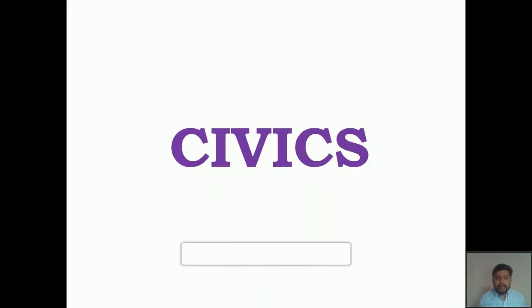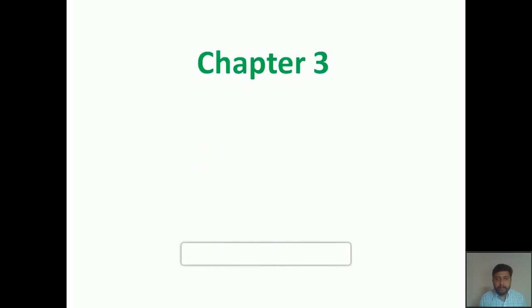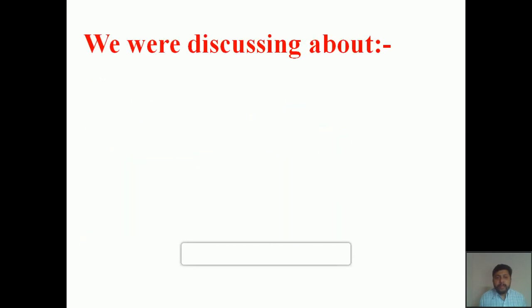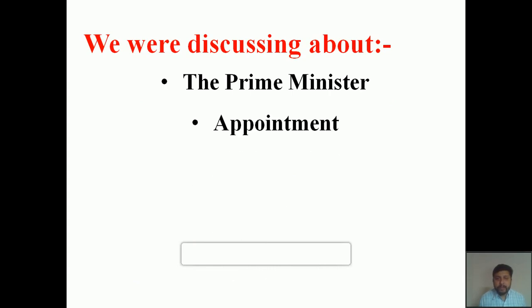Today we are continuing with the same chapter from Civics, chapter number 3, Prime Minister and the Council of Ministers, part 2. Do you remember what we were discussing in the last class? In the last class we were discussing the basic information regarding the Prime Minister and the appointment of the Prime Minister and Council of Ministers. Some basic information about these three different points we were discussing in the last class.